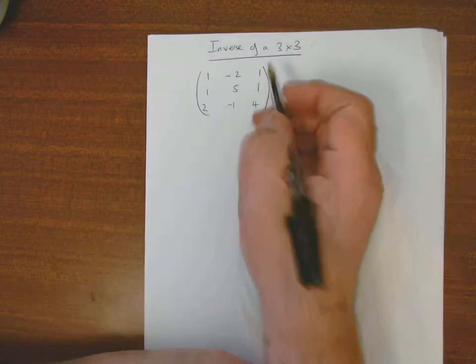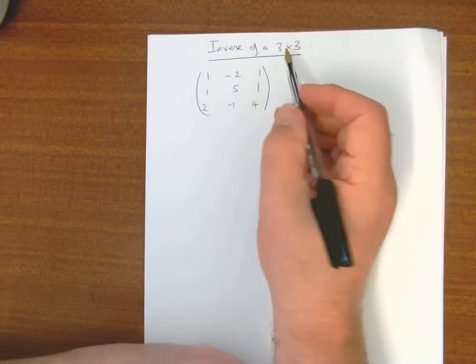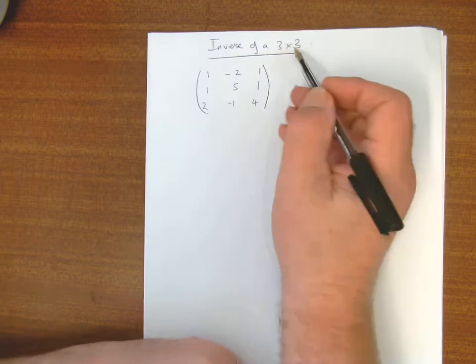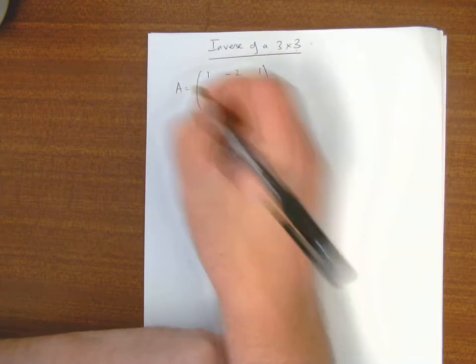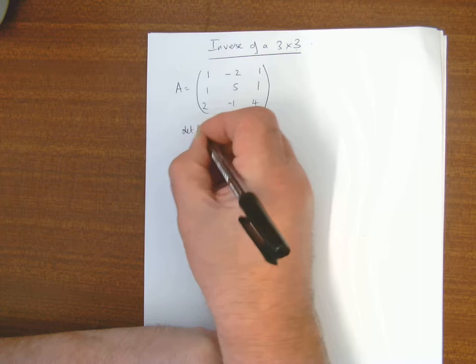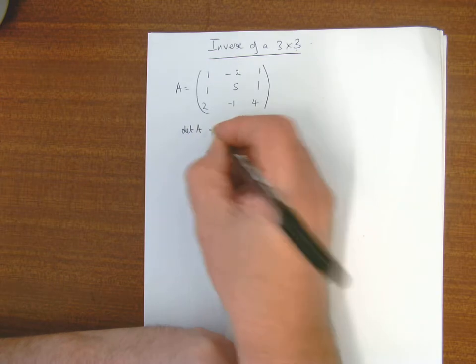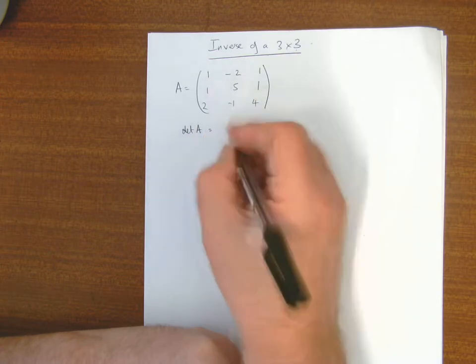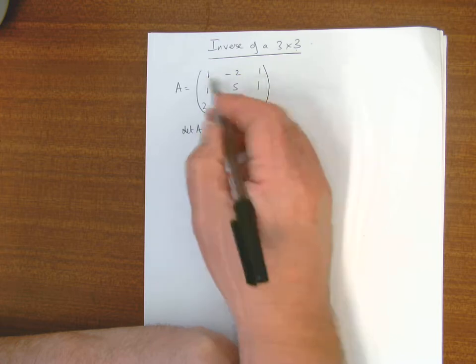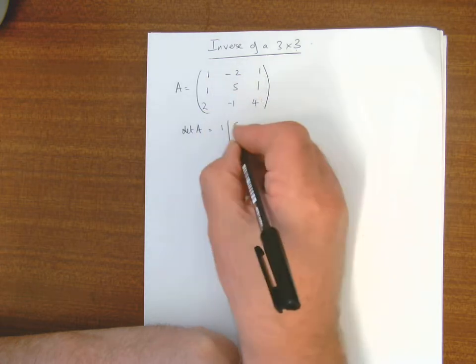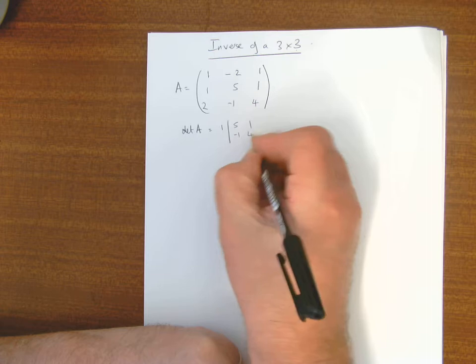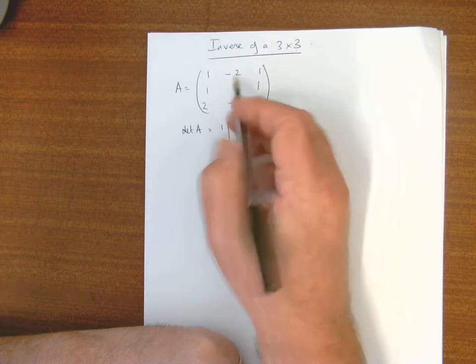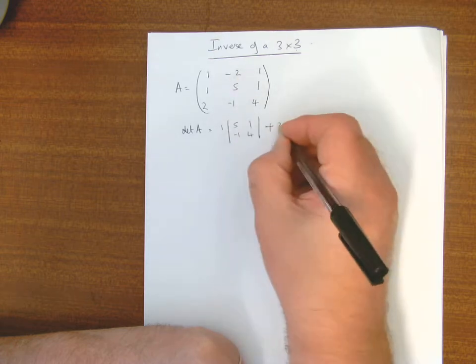Okay, so to find an inverse of a 3 by 3, there are a few processes to do first of all. Let's call this matrix A. The first job is to find the determinant of A. So to get the determinant of A, it'll be 1, block that out, that's 5, 1, minus 1, 4. Take away the middle term, which is minus 2, so that goes to plus 2.